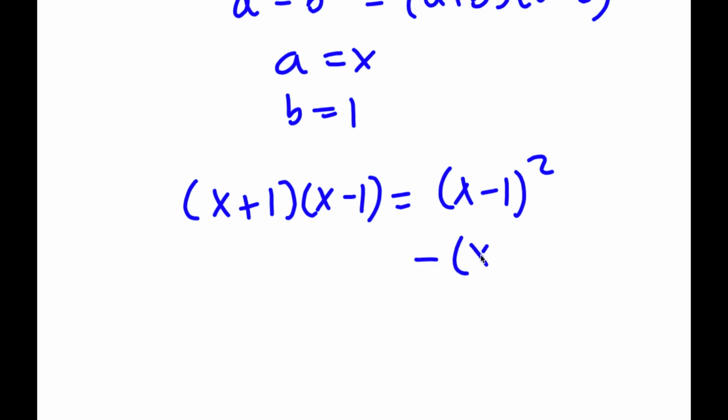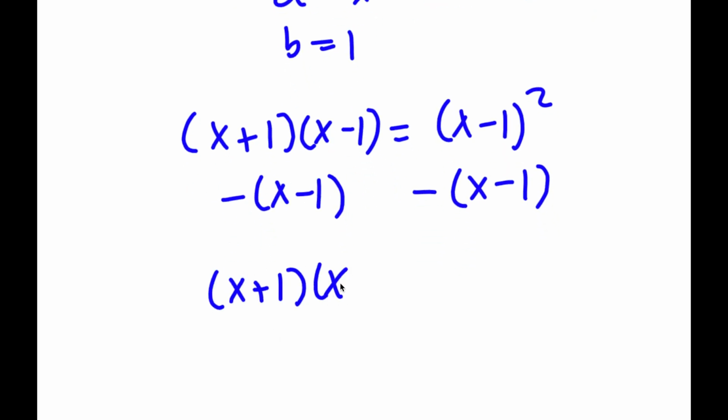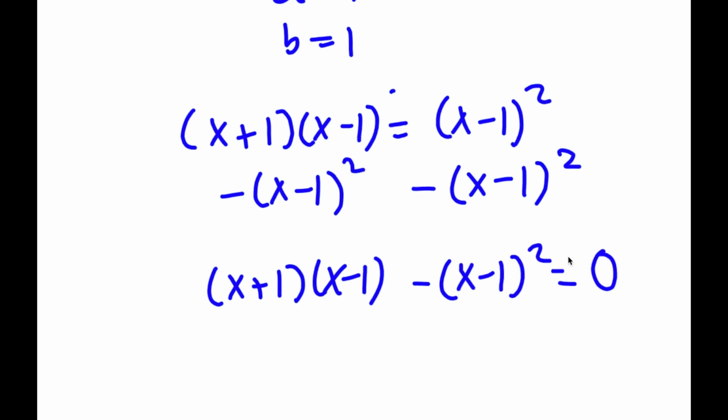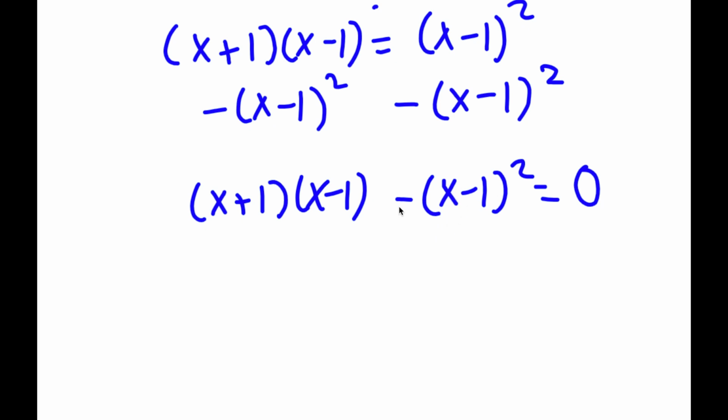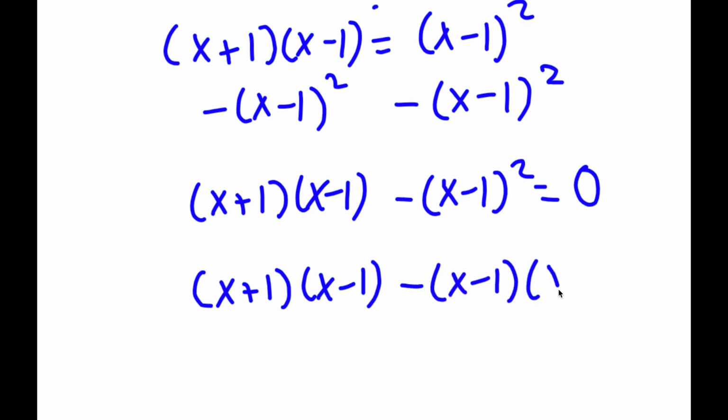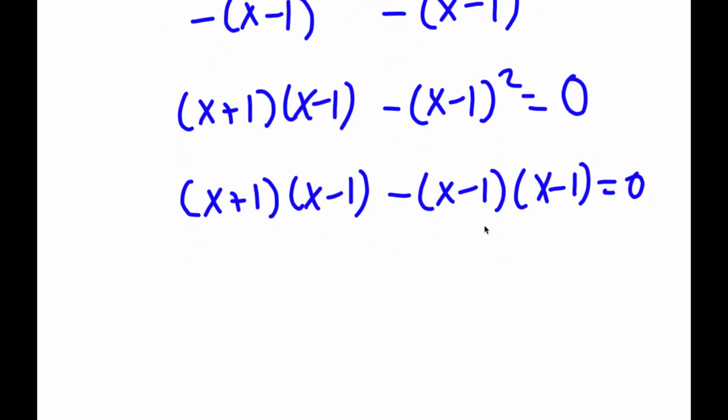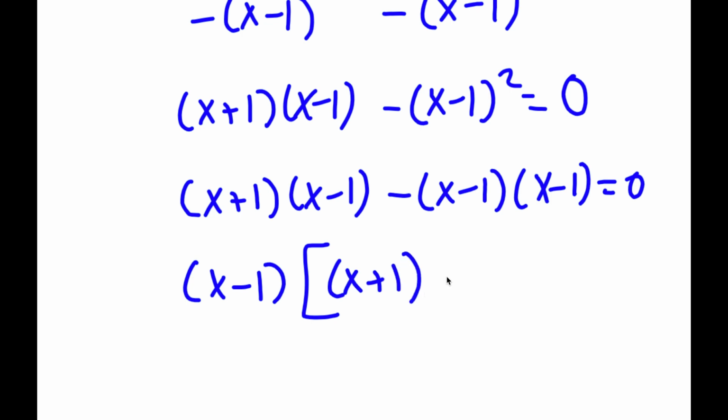Now, if I subtract x minus 1 squared, I get x plus 1 times x minus 1 minus x minus 1 squared is equal to 0. Now x minus 1 squared, that's the same thing as x minus 1 times x minus 1. Now if I factor out x minus 1 from this, I get x minus 1 times x plus 1 minus x minus 1. This is equal to 0.